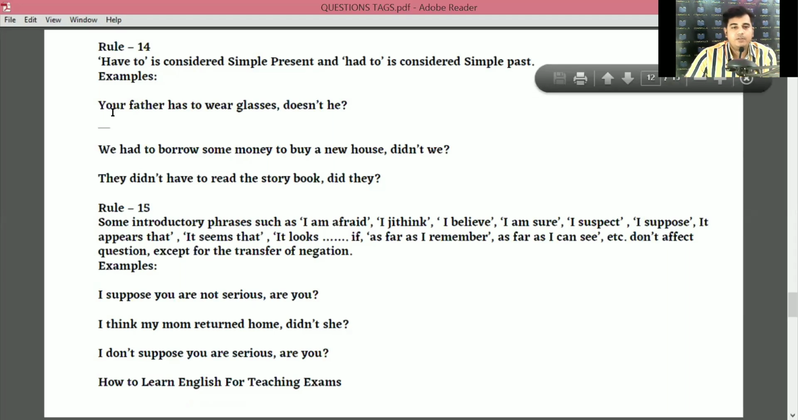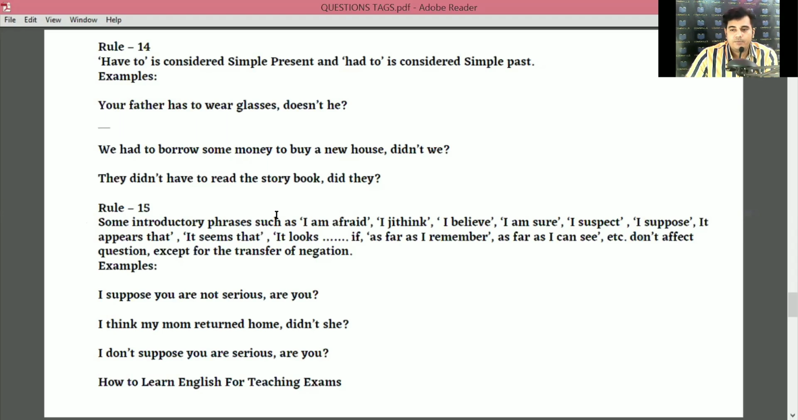Now here we have examples. Your father has to wear glasses, doesn't he? We had to borrow some money to buy a new house, didn't we? They didn't have to read the storybooks, did they? Okay. So just use has to, have to, or had to, to make simple present and simple past.